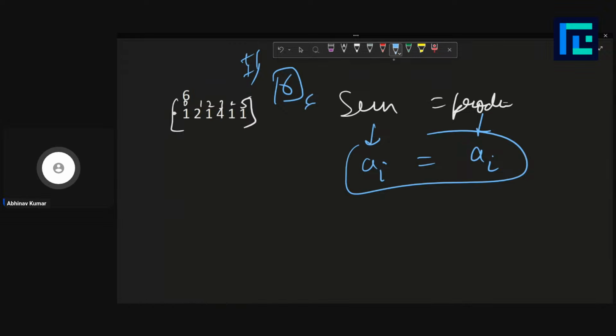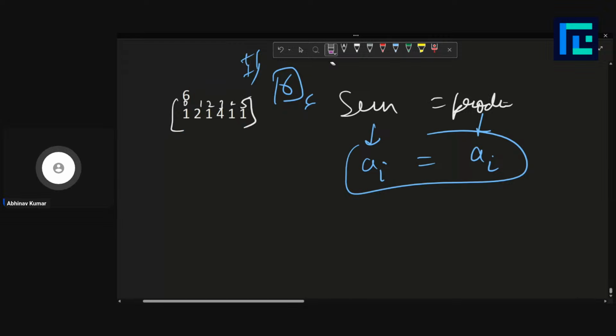Okay, let's check for this subarray. Sum is 7, product is 4. 7 not equal to 4. Not valid. Let's check for subarrays of size 5. So for this subarray, sum is 9, product is 8, unequal. And if you check for this subarray, again, it's the same. Sum is 9, product is 8, not equal. If you check for the whole array, sum is 10, product is 8. 10 not equal to 8, not valid.